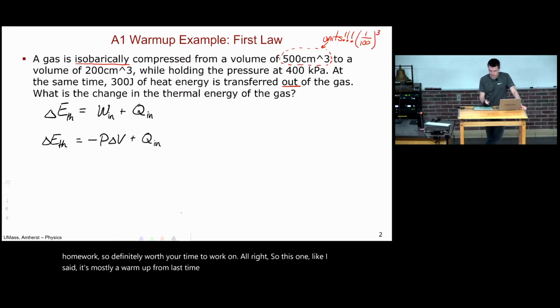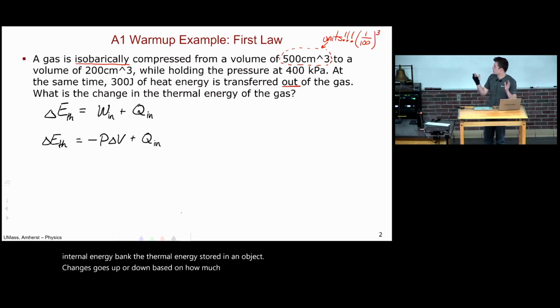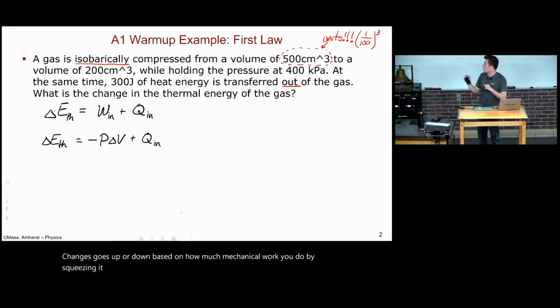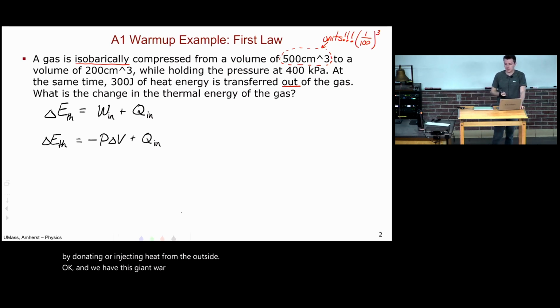So the first law relates how much the internal energy bank, the thermal energy stored in an object, changes, goes up or down based on how much mechanical work you do by squeezing it. And then you can also increase the amount of energy in the bank by donating or injecting heat from the outside. Okay, and we had this giant war on minus signs in the last class.